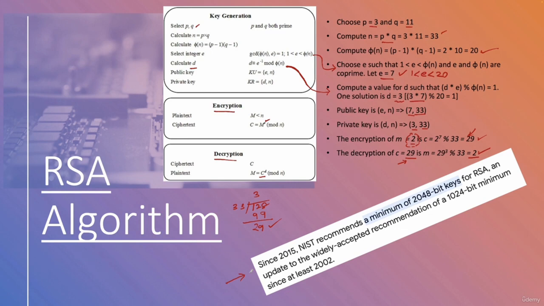If you use smaller key sizes, as I told you previously, they are always susceptible to brute force attacks, right? So always remember NIST recommends that a minimum of 2048-bit keys should be used, and it's the recommendation. So I believe you would have got a good understanding of how the RSA algorithm works under the hood.